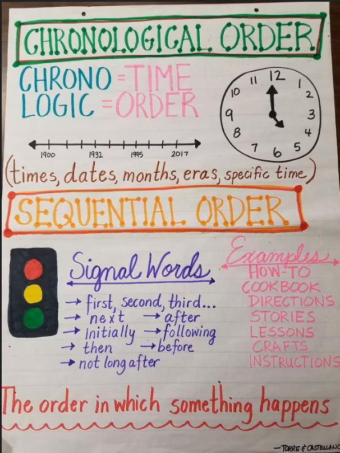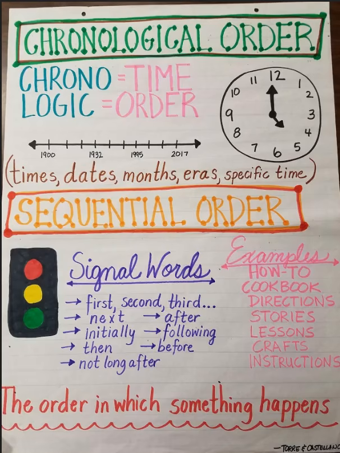You'll see it in things like timelines, history books. If you're looking at events of the day, a schedule, that's chronological order. Now, chronological order, obviously things happen in a certain time frame and then they continue, and that kind of leads us into the next kind of order, which is sequential order.